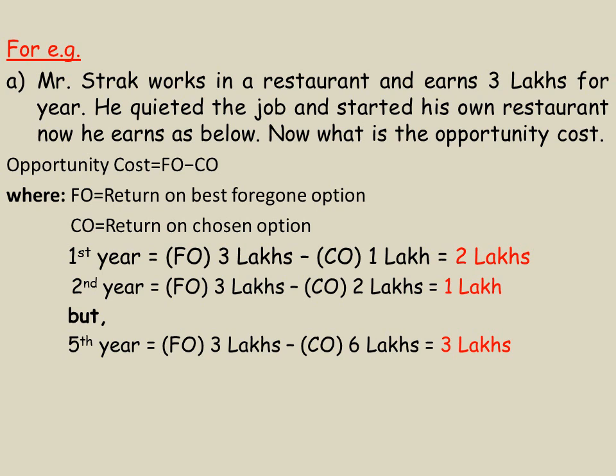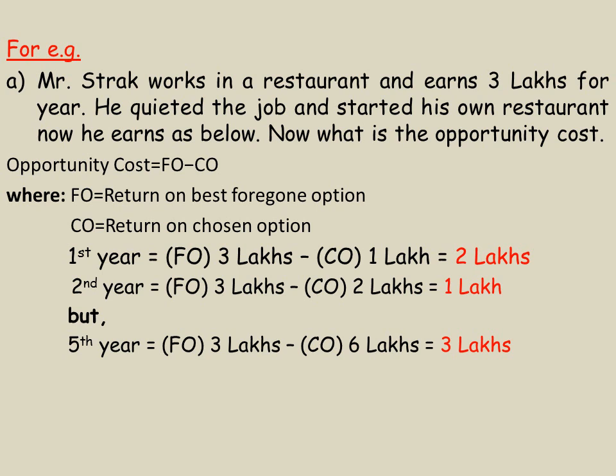Now we will move to the fifth year. In the fifth year, his restaurant got recognition and has gained goodwill. Now his business booms and he makes 6 lakhs per year. Now what is the opportunity cost? Again, we apply the formula FO minus CO. The foregone option is the 3 lakhs he could have made, and the chosen option earns him 6 lakhs.